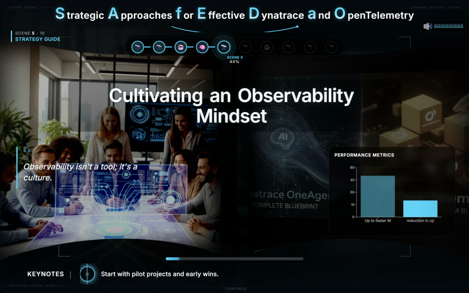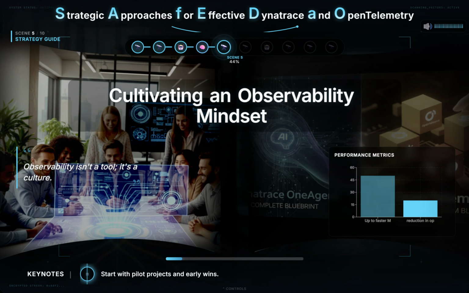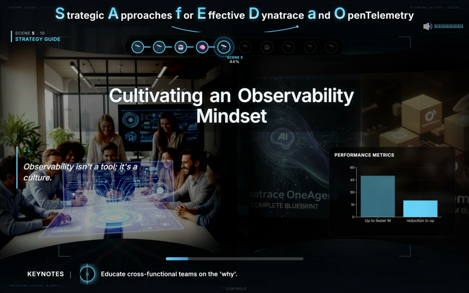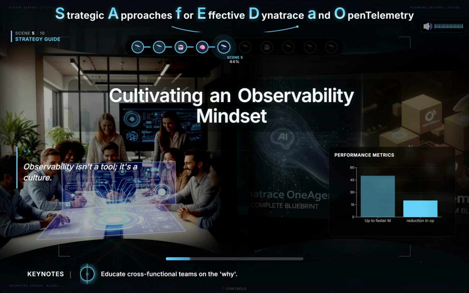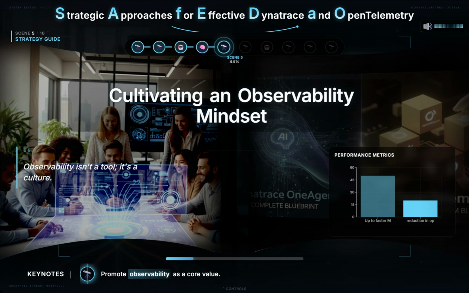First, we need to cultivate an observability mindset within our teams. This isn't just a technical shift, it's a cultural one. Start small, perhaps with a pilot project, to build internal champions. Educate cross-functional teams on the why behind observability, not just the how.